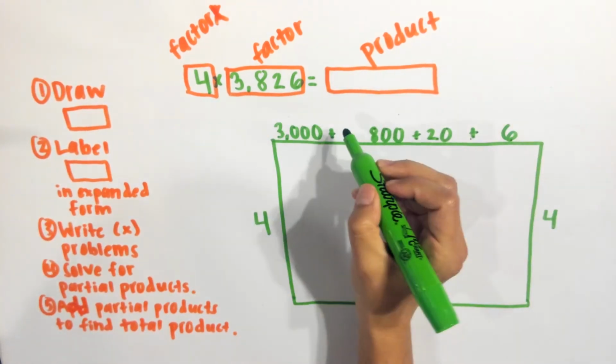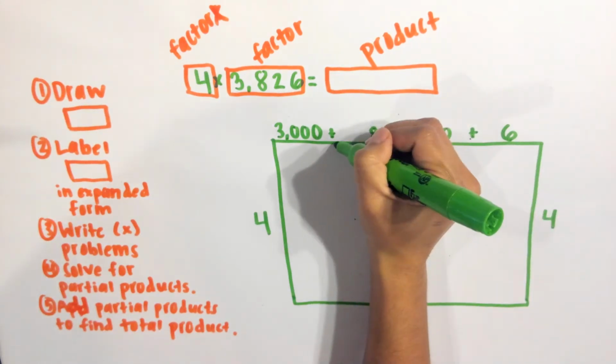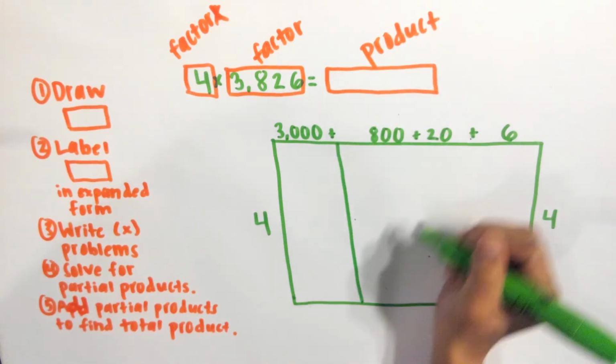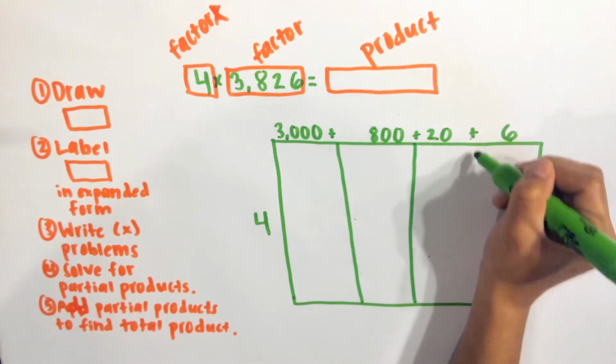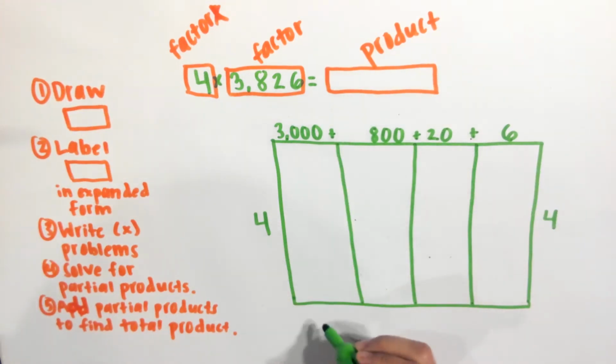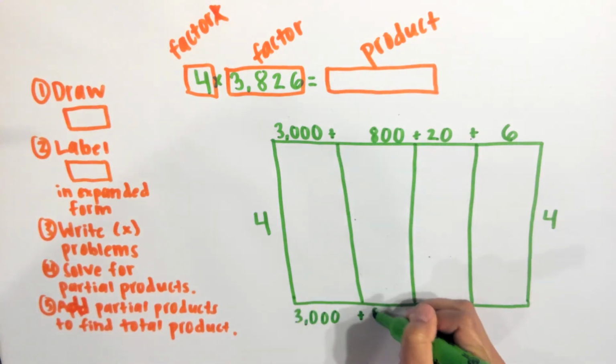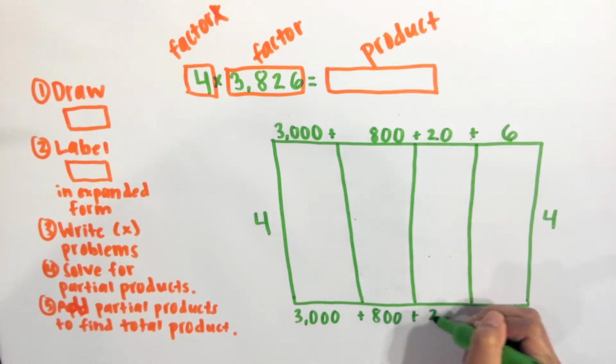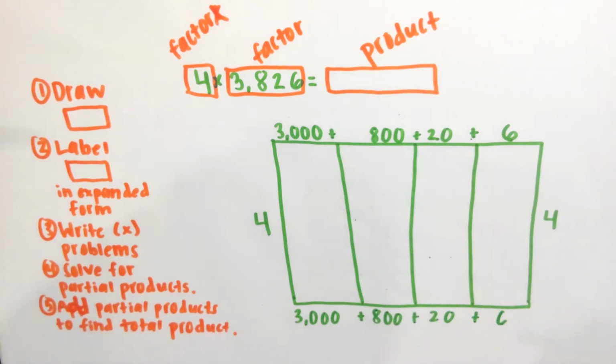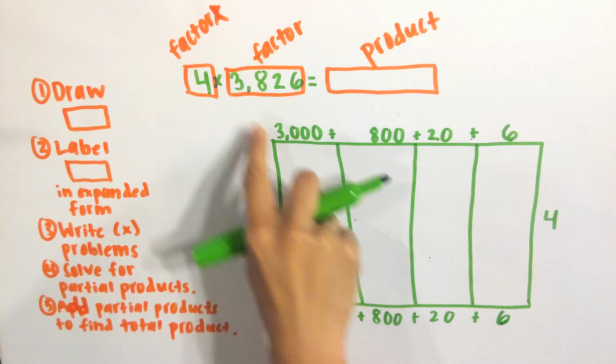Every time I see an addition sign, I'm going to draw a line down. And I'm going to write the same thing on the opposite end. 3,000 plus 800 plus 20 plus 6. 3,826. Boom. So I drew my area model. I labeled my area model in expanded form.